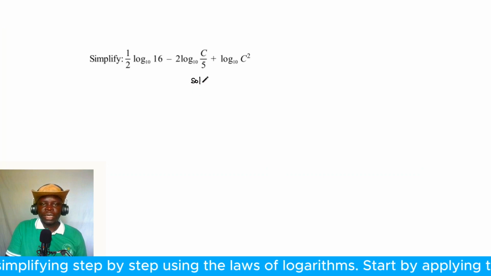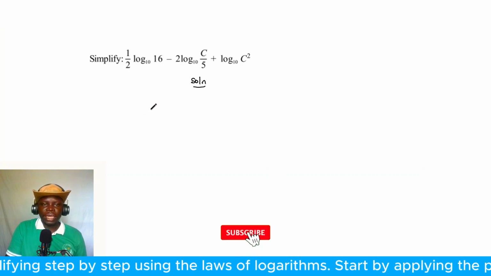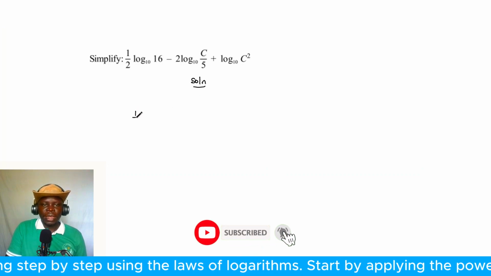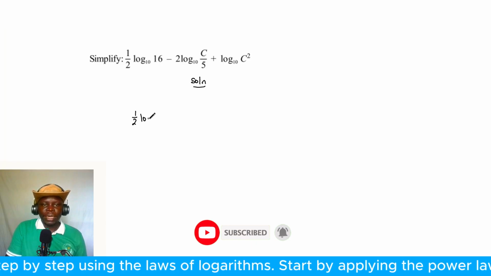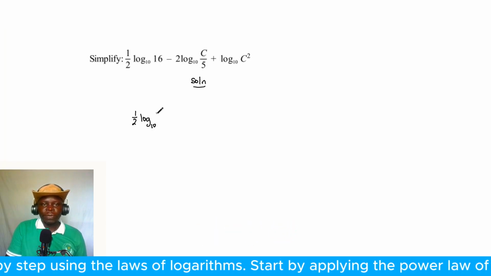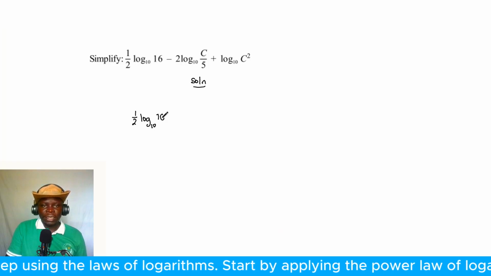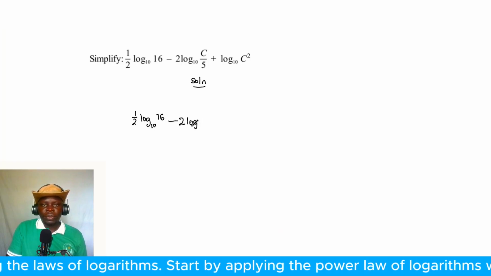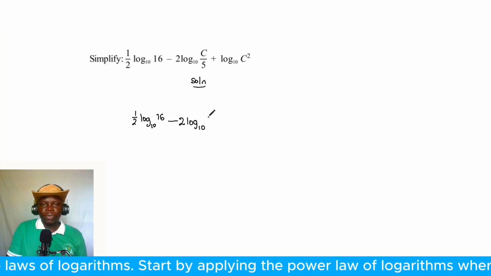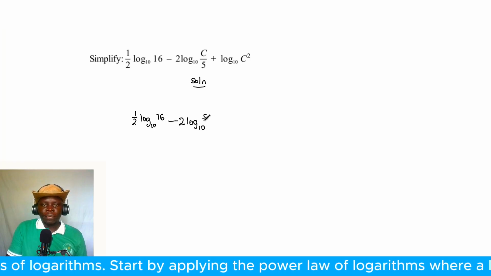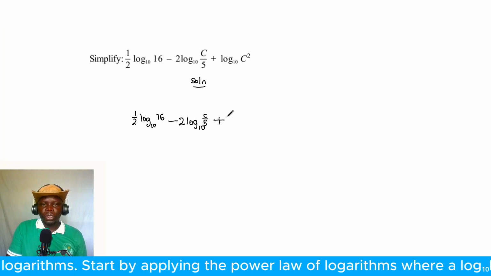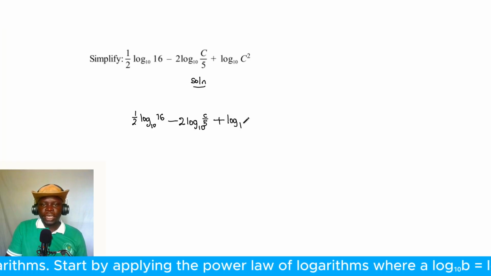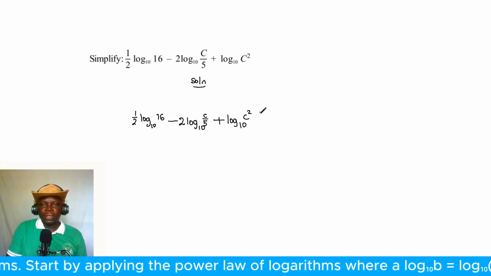Now let's go on and copy our question here, saying we have 1/2 multiplied by logarithm to the base of 10 of 16, and we subtract away twice log to the base of 10 of c over 5, and is added to log to the base of 10 of c, and this is squared.